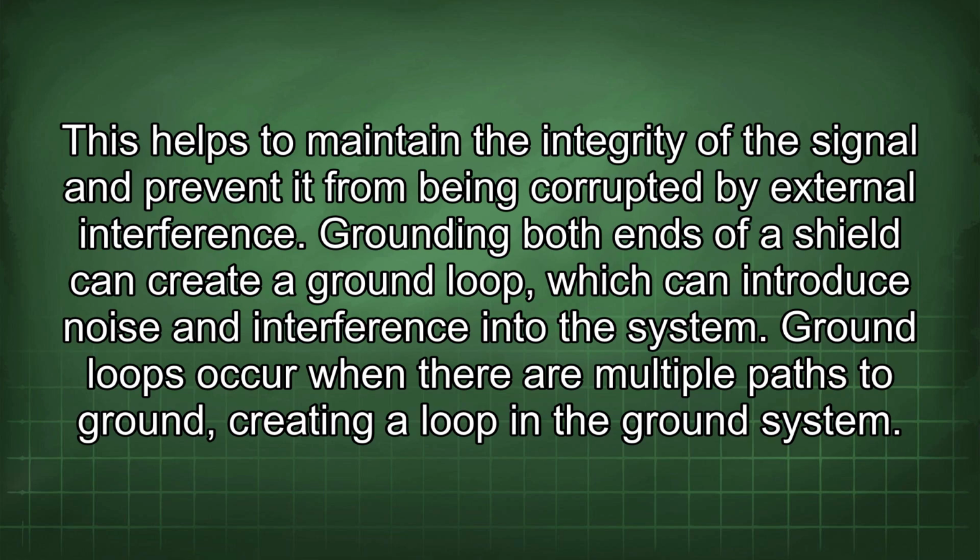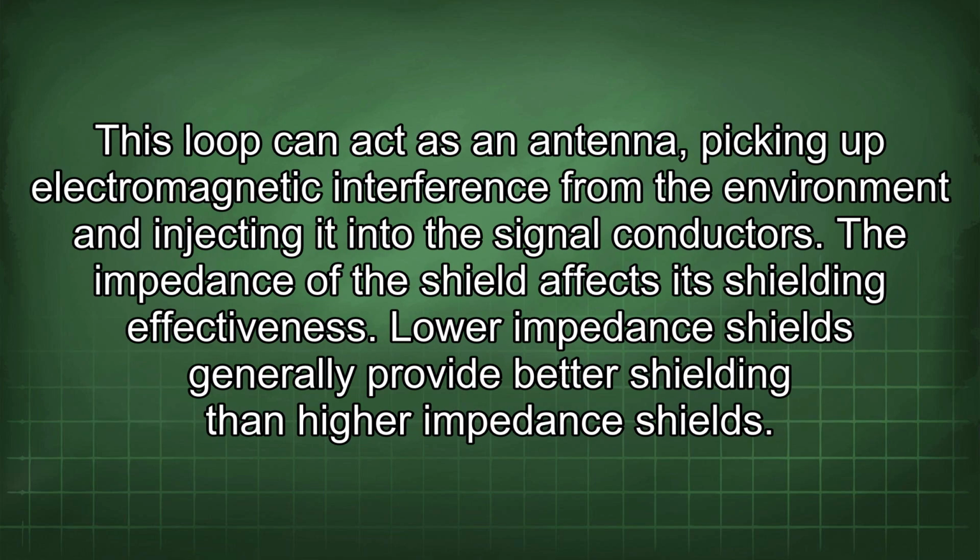Grounding both ends of a shield can create a ground loop, which can introduce noise and interference into the system. Ground loops occur when there are multiple paths to ground, creating a loop in the ground system. This loop can act as an antenna, picking up electromagnetic interference from the environment and injecting it into the signal conductors. The impedance of the shield affects its shielding effectiveness.